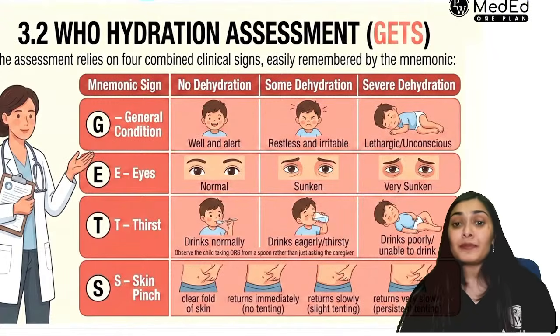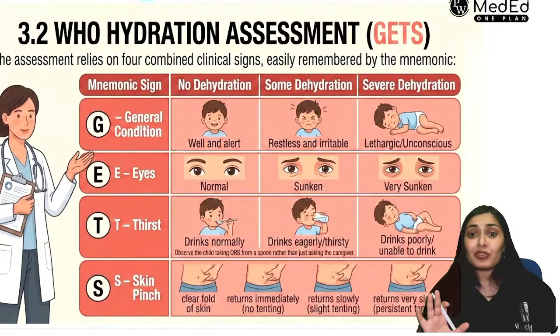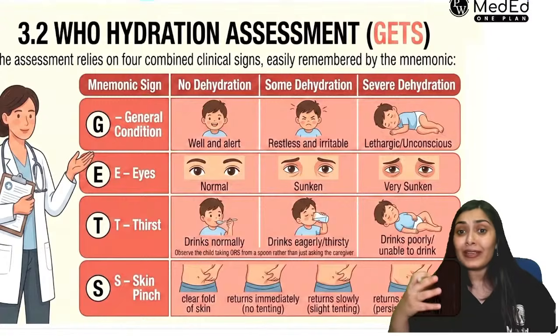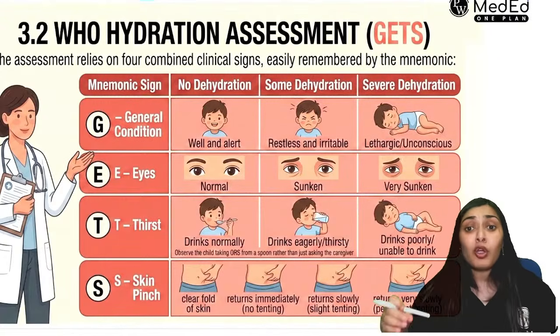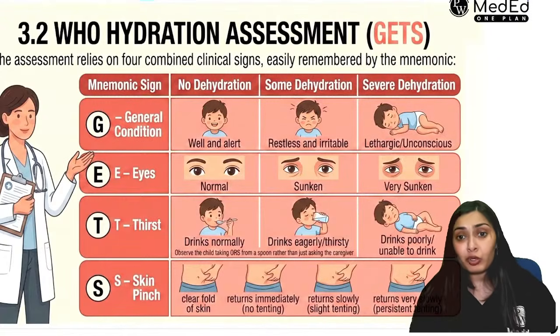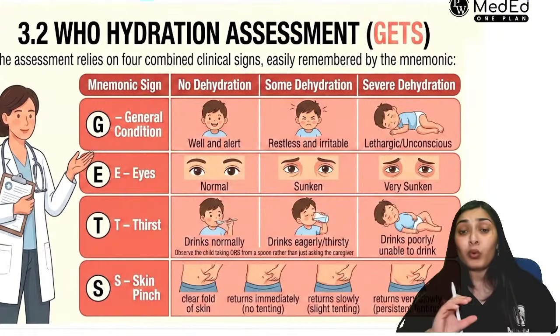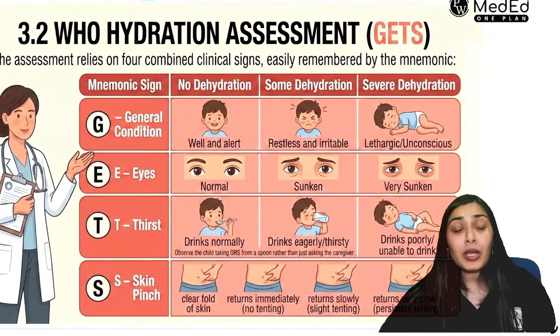And lastly comes the severe dehydration. What happens in severe dehydration? Now the degree of dehydration is very severe. The child would be either lethargic or unconscious, the eyes would be very sunken. If you offer water to this child, either the child won't be able to drink or will drink very poorly. And if you look at the skin pinch, it goes back very slowly. There is persistent tenting, more than 2 seconds it takes to come back, right?